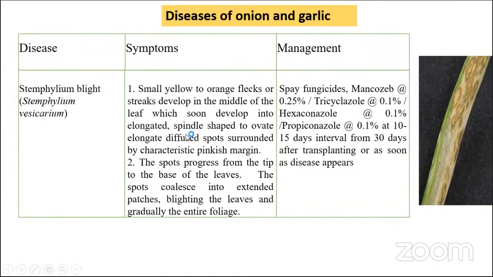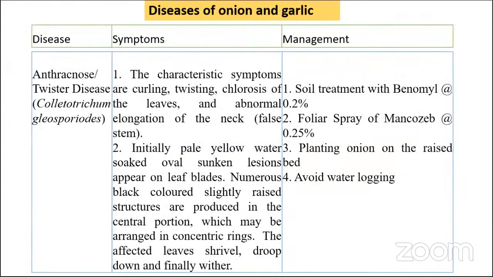For the management of Stemphylium blight, similar kinds of chemicals work. The third important disease is anthracnose, caused by Colletotrichum gloeosporioides, the same pathogen which causes anthracnose in grapes. Here the symptoms are similar: concentric rings on the leaves, with the characteristic curling, twisting, and chlorosis as additional symptoms on the leaves.